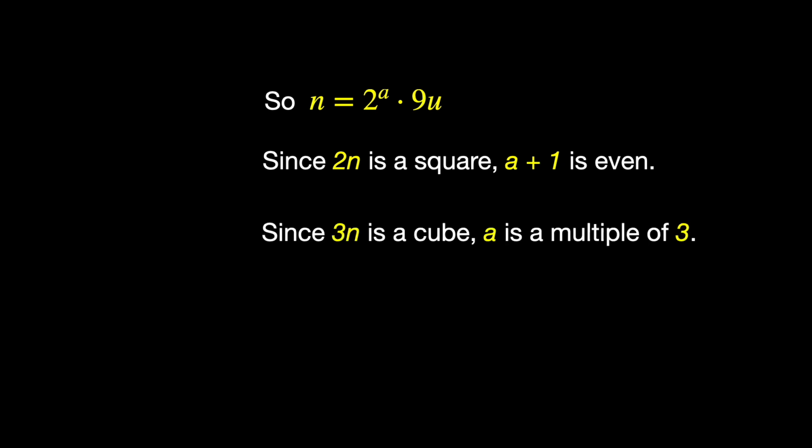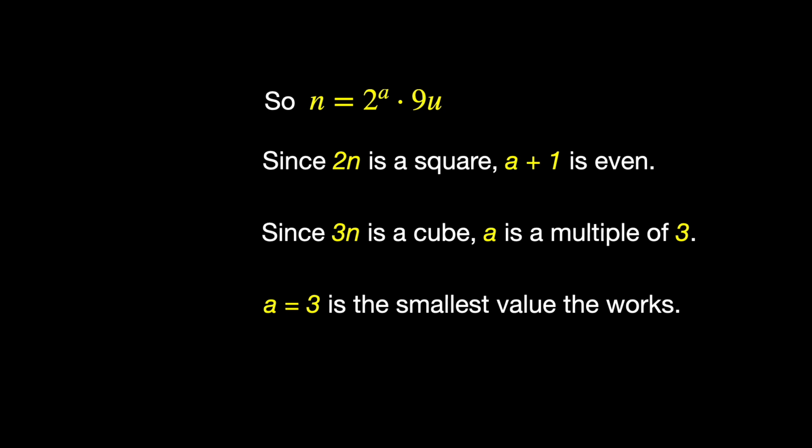Since 3n is a cube, all the prime powers of 3n must be a multiple of 3, so a is a multiple of 3. What's the smallest integer that meets the criteria? Well, that's a equal to 3. So we can write n is equal to 8 times 9 times u, or 72 times u.